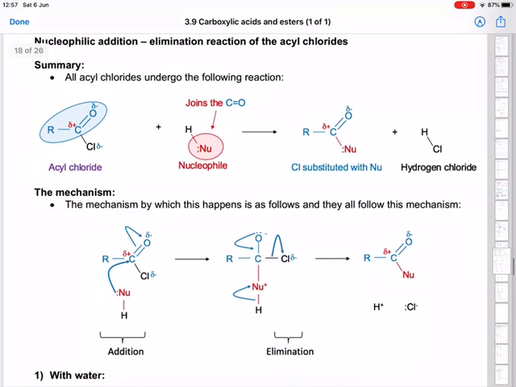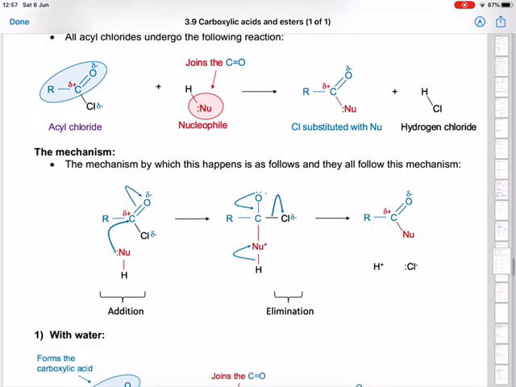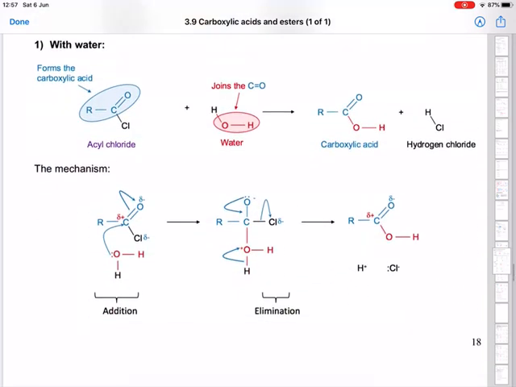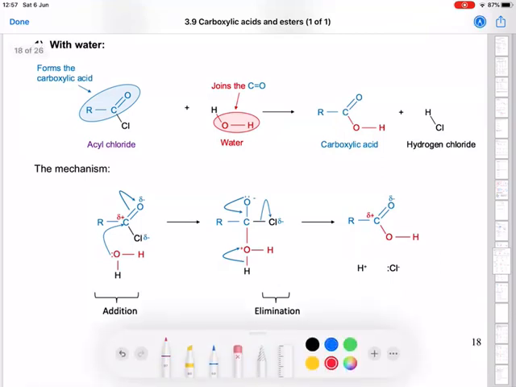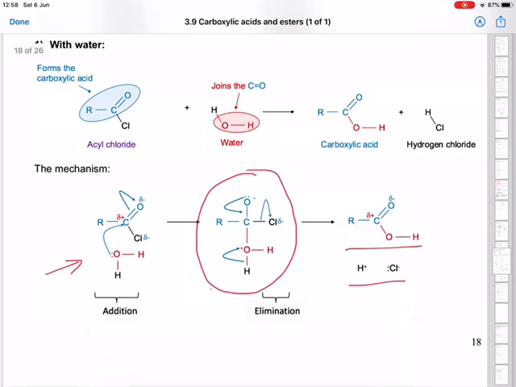So when we have a look at this on here, what I've got here really is the summary. And I wouldn't worry too much about that if you understand the mechanism. So here's the mechanism that we talked about with water. Okay, so we've got the curly arrow forming from the water to the carbonyl, and then the carbonyl bond breaking. We then get our intermediate here, and then we've got our 3 arrows, which then give the carboxylic acid and hydrogen chloride. That's with water.